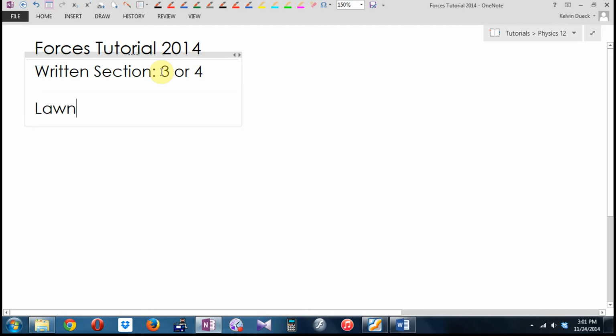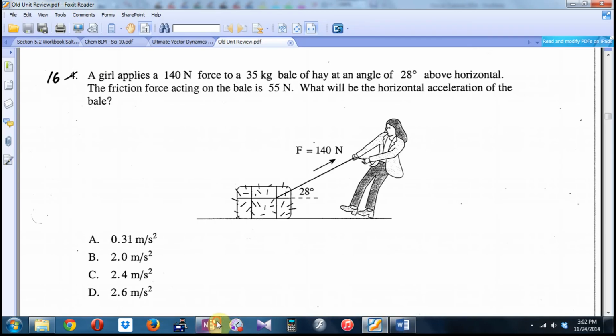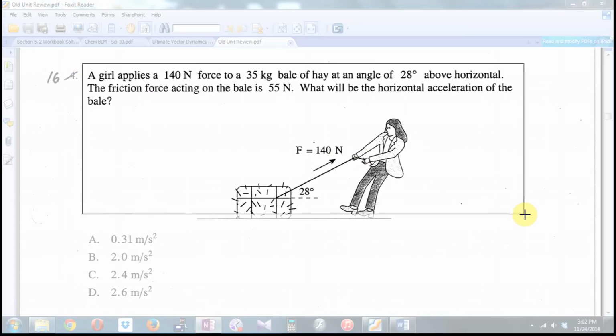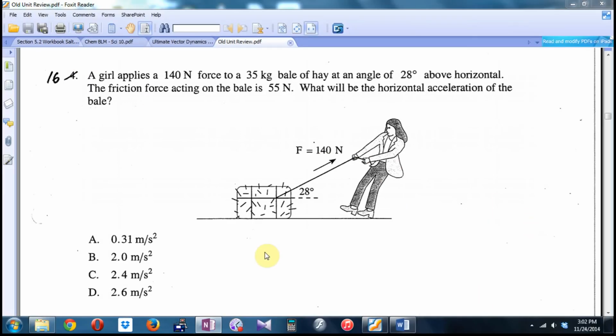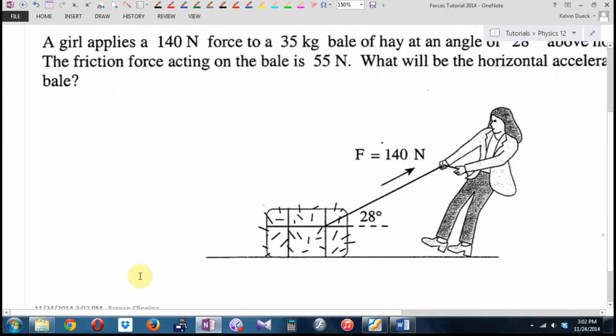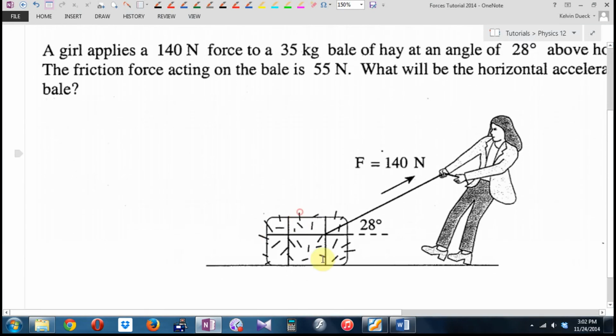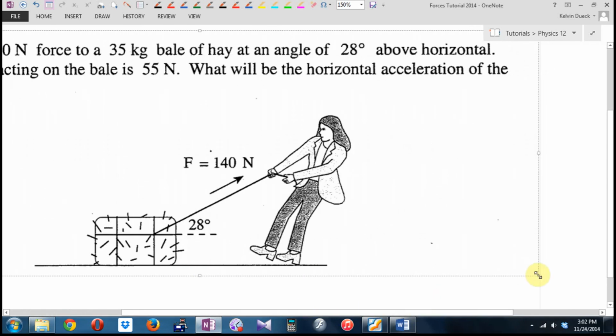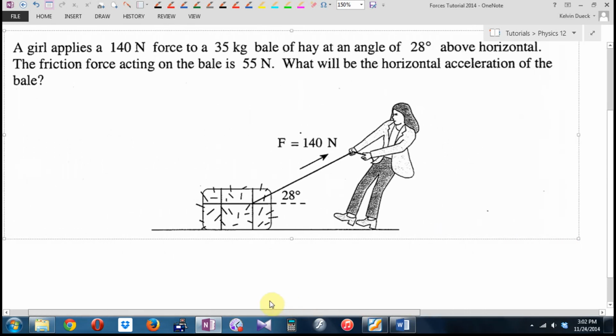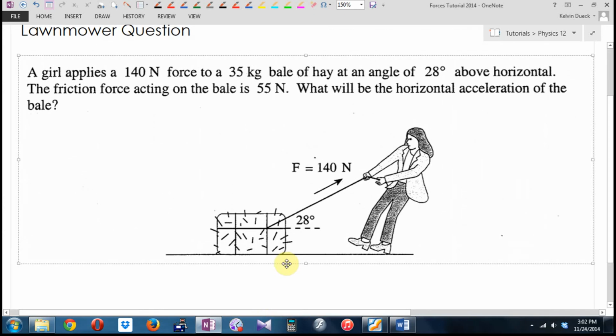First of all, lawnmower questions. In fact, I think the very first written question is a lawnmower question. What do I mean by a lawnmower question? Something like this, and I'll change the numbers here. So, where we have horizontal acceleration, but an angled force. Well, really, a lawnmower question is when we have a normal force that doesn't really equal mg.